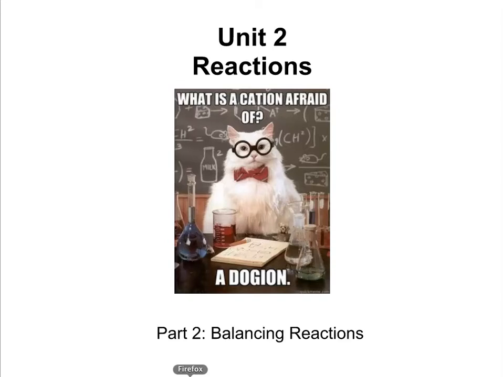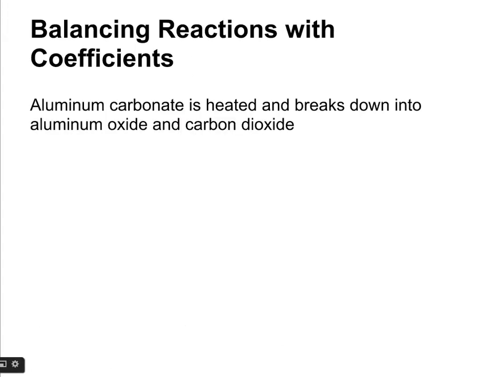Part 2 of Unit 2 is about balancing reactions. If you remember the law of conservation of mass, it says that matter is never created or destroyed. We have to apply that to chemical reactions. We have to make sure that we've got the same amount of atoms on the reactant side of the equation that we do on the product side of the equation. And we do that by adding coefficients to the products and reactants to multiply by subscripts and make sure we have the same number of atoms on each side.